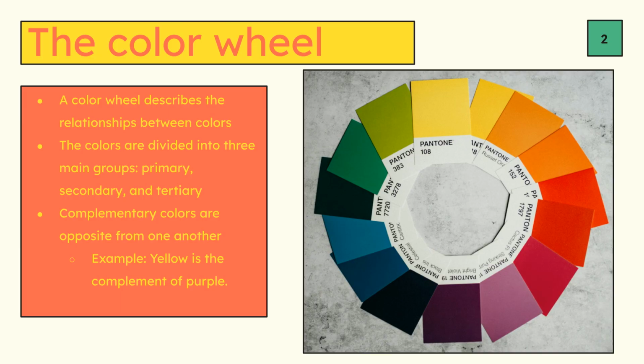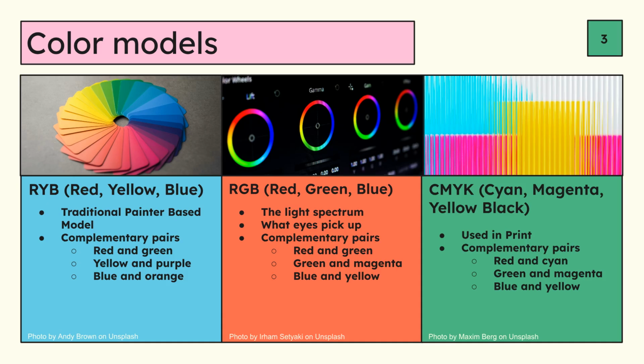Isaac Newton invented the color wheel by turning the visible light spectrum into a circle. The color wheel describes the relationships between colors, dividing them into primary, secondary, and tertiary groups. The primary colors are red, yellow, and blue. Secondary colors are created by mixing two primary colors. For example, mixing red and blue creates purple. And tertiary colors are created by mixing a primary color with a secondary color. Designers often use it as a guide to build color combinations that feel intentional rather than random.